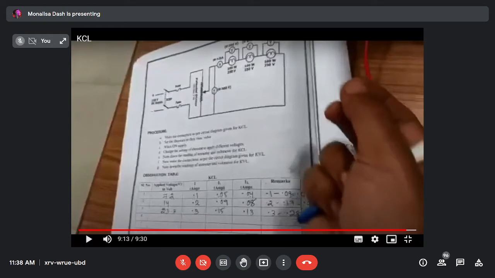But in the virtual mode, there is no error. In the offline mode, that is the meter error. Understand? Okay. Next, we are going to the KVL part.